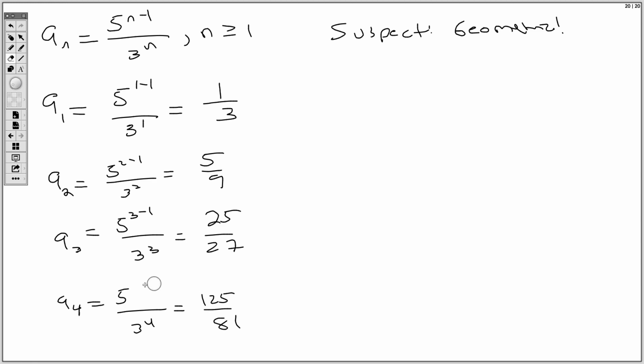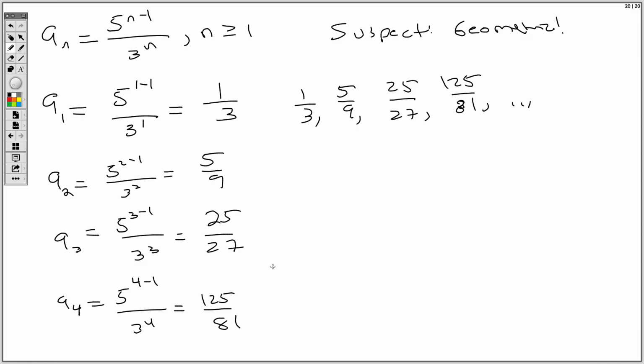All right, so there it is again. Once again, we looked at this one a little bit ago. So here's our sequence: 1/3, 5/9, 25/27, 125 over 81. And let's see if this looks like a geometric sequence.